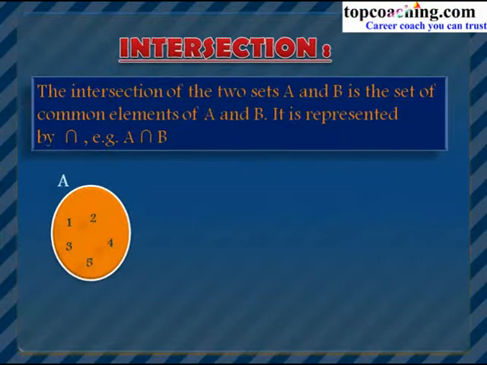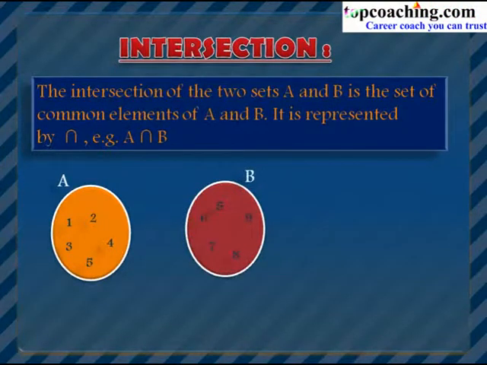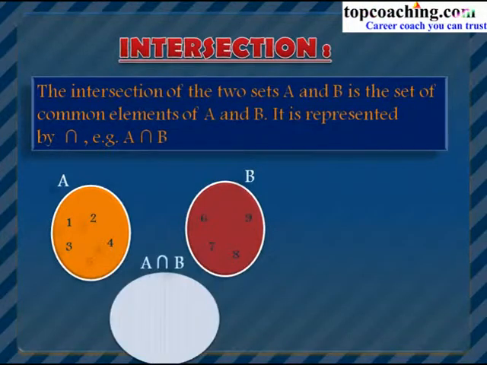Let us say that we have a set A in which the elements are 1, 2, 3, 4 and 5. Let us say that we have another set B in which the elements are 5, 6, 7, 8 and 9. Now in intersection what we do is we search for the common elements. Here clearly the common element is 5. So A intersection B would be a set that contains the common element, which is 5. This set A intersection B contains the common element 5, which is present in both these sets A and B.